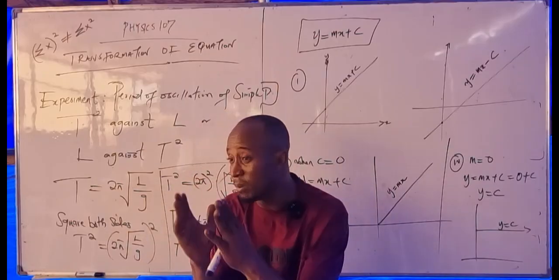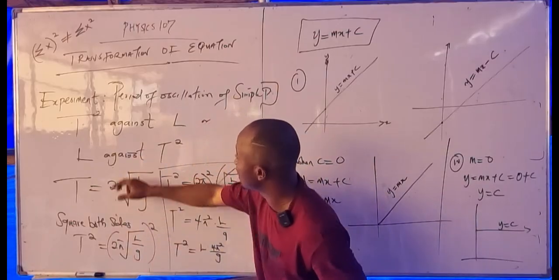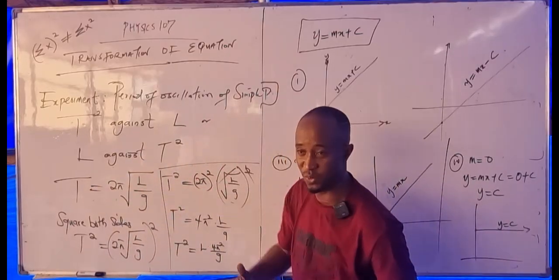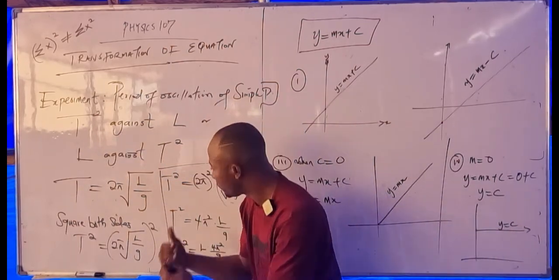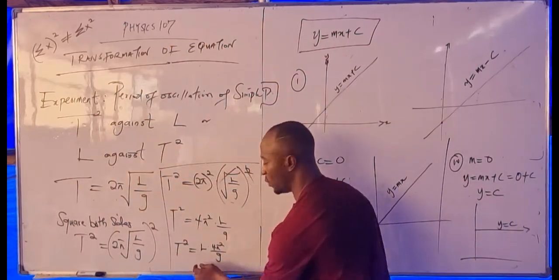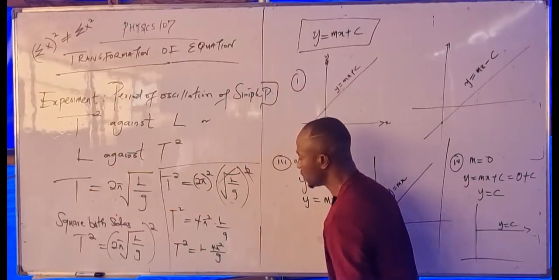Then they are giving you a scope. What you need to do is to transform this equation to a linear equation, since I'm to plot T square against L. Then I'll go for what is connecting T square and L.